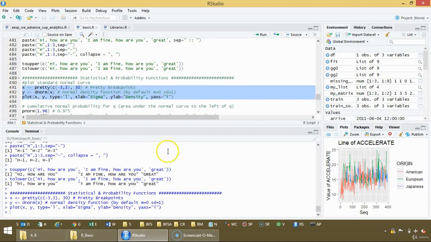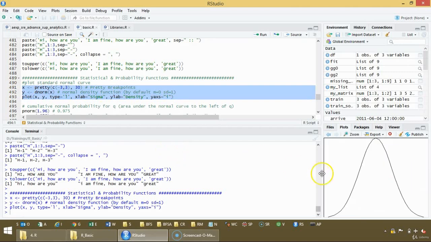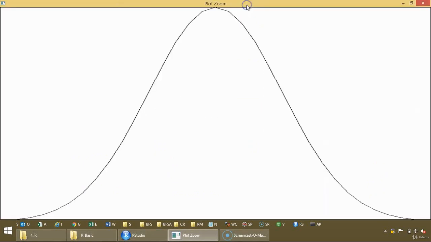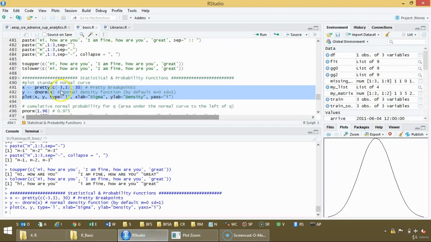So I'm running these three lines, and see, it has drawn it. I'm making it quick. This is the standard normal curve it has drawn. So let me explain the code.